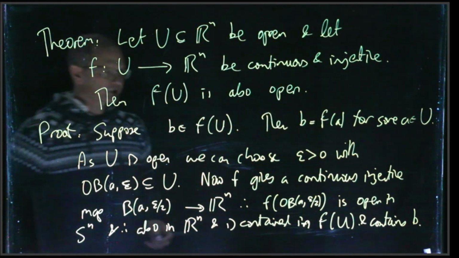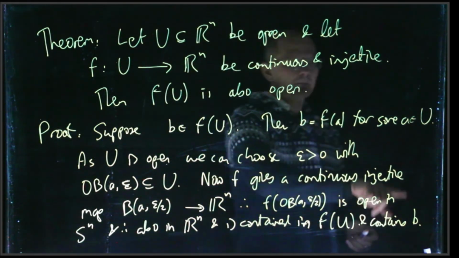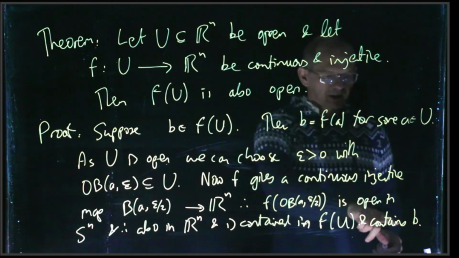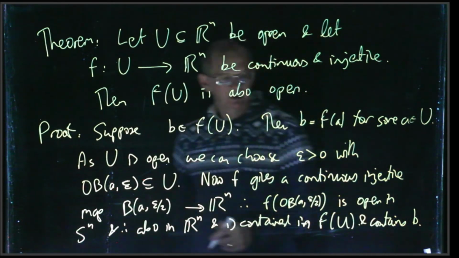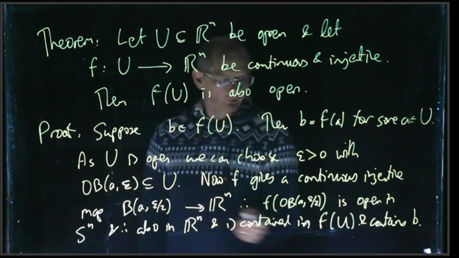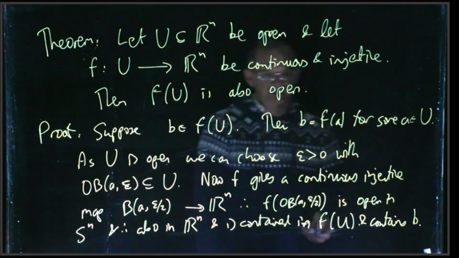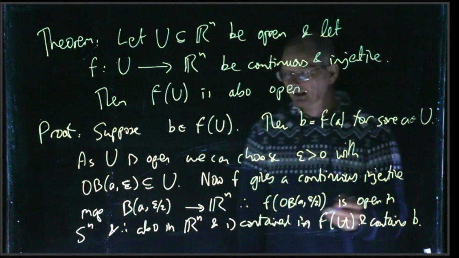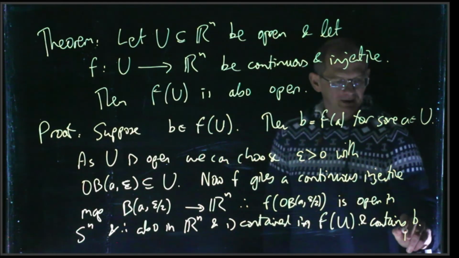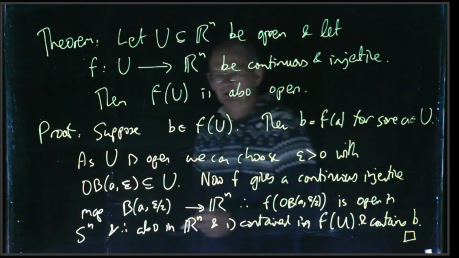Okay, so we've shown that for any point B, we've got an open set which contains B and is contained in f of U. So if we take the union of all these sets, one for each B, then that's an open set, and that's just going to be the same as f of U. Okay, so that's what we need in order to prove that f of U is open.